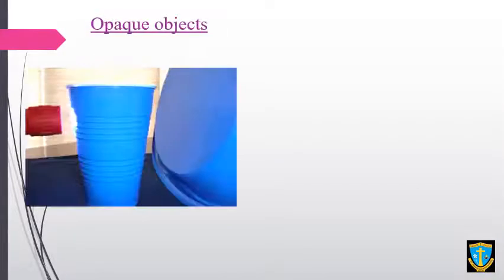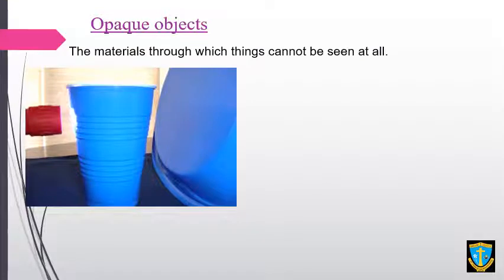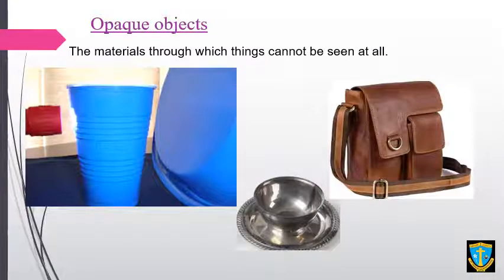Opaque objects. If you shine light through the object and no light is passing through, these are called opaque objects. The materials through which things cannot be seen at all. Like the leather bag here, the steel bowl here and the plate also. These are opaque. You will find many more examples of opaque objects.